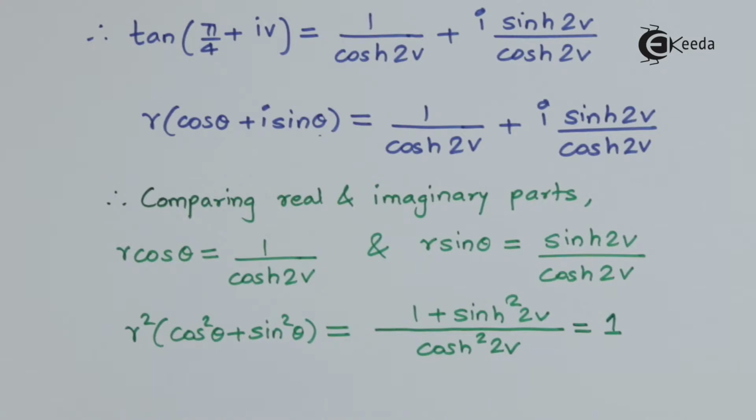So it means we are getting left hand side equal to 1. Also, cos square theta plus sin square theta is 1. So it means we are getting r square equal to 1. And if we take the square root on both sides, then r is equal to 1. So here we got the first result. So we have proved that r is equal to 1.